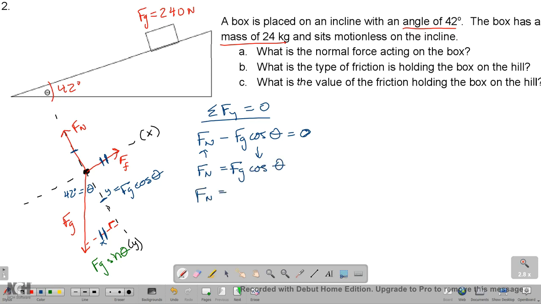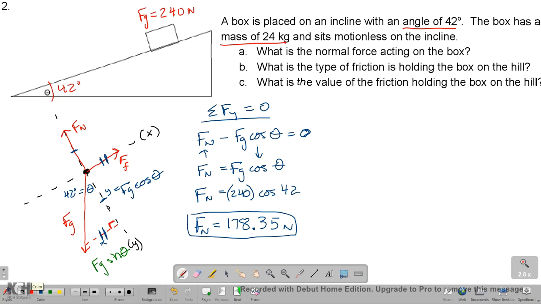And now we can plug our numbers in. So we know that the weight is 240 newtons times cosine of 42. And this is going to give us a normal force equal to 178.35 newtons. So there's part A. For part B, it wants to know what type of friction holds the box on the hill. Since the box is not moving and there is a force that is pulling it down, Fg sine theta, that means that it is static friction. So I'm just going to put static right here, static for B.